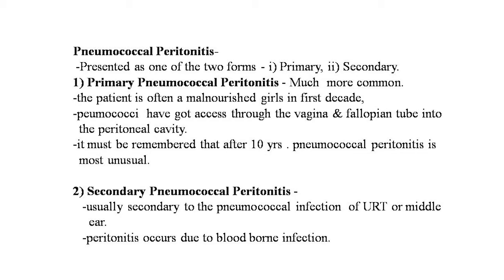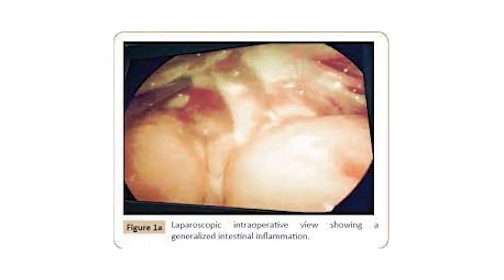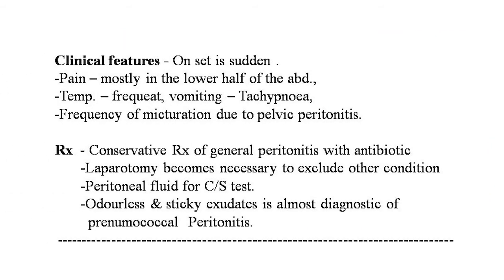The secondary pneumococcal peritonitis is usually secondary to pneumococcal infections of the upper respiratory tract or the middle ear. The peritonitis occurs due to blood-borne infection. Dear students, you can watch the clear picture of the pneumococcal peritonitis on your screen. Now the clinical features of the pneumococcal peritonitis are: onset is sudden.